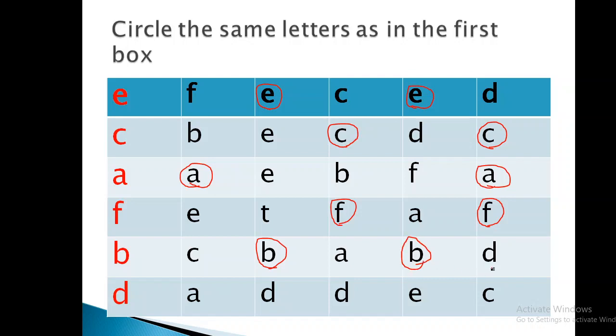Good. And this one, is this a letter B? No, this is letter D. This is D. D for dog. This is a letter D, meaning we leave it. We don't circle it. Then we move on to the last one.